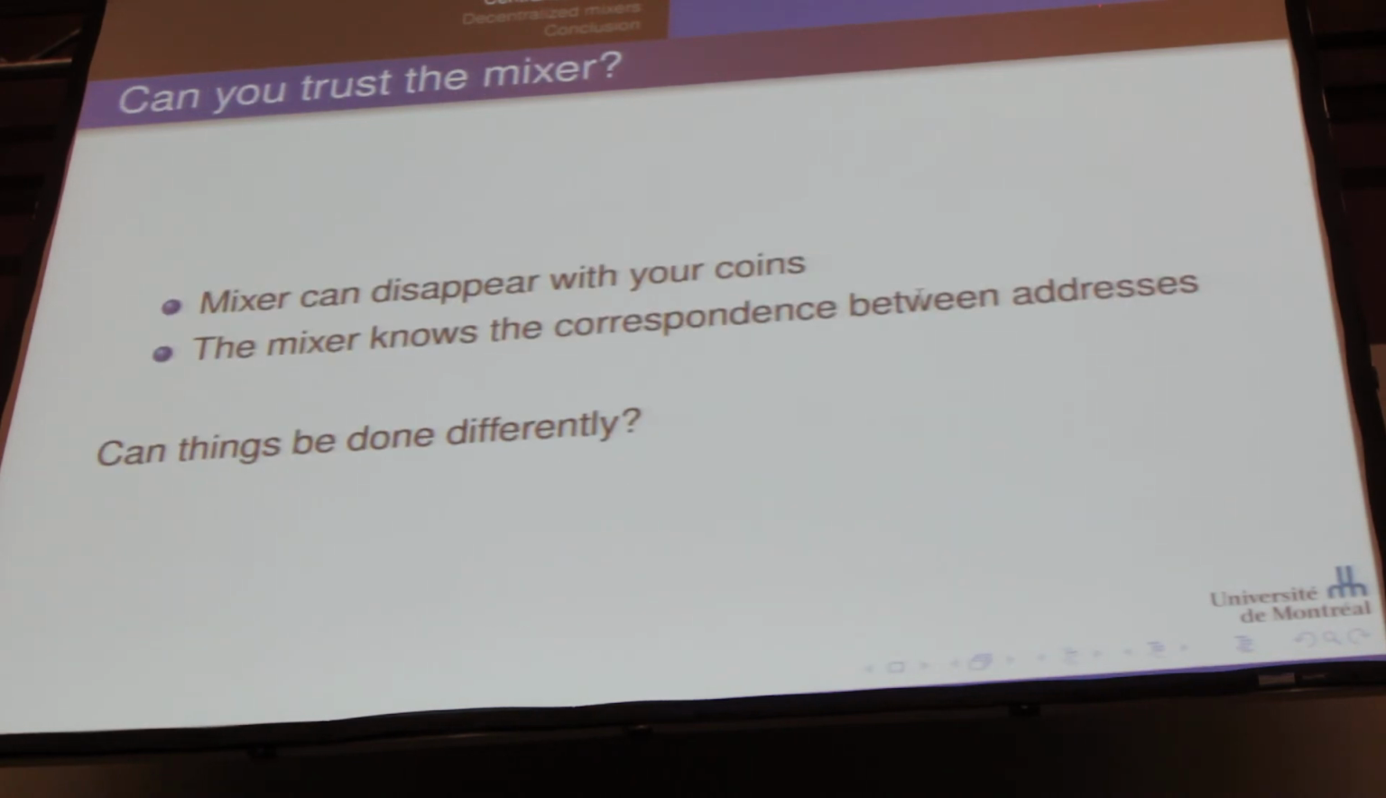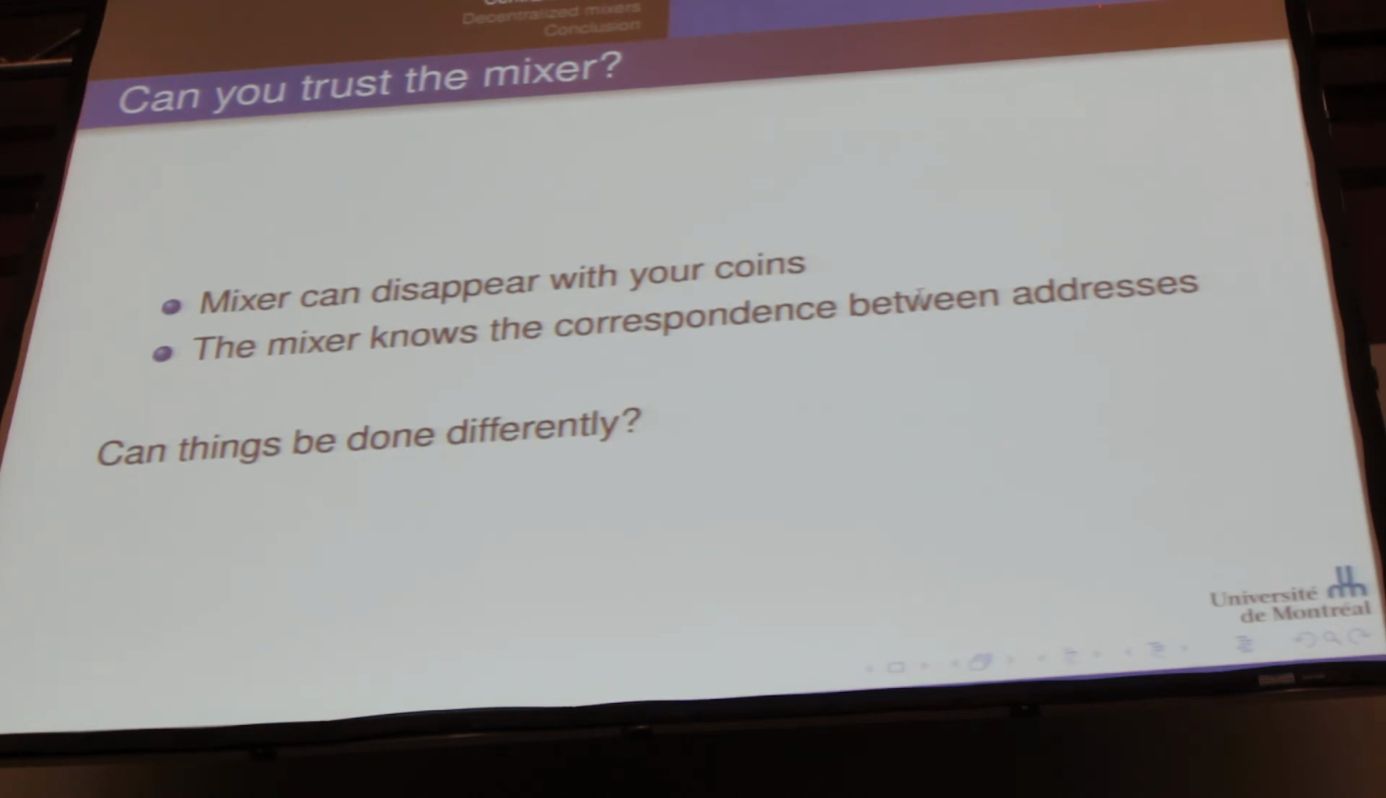Now, I find it quite ironic that the Bitcoin network was really built on the idea that you do not need to trust anyone. You don't need to trust the bank, you don't need to trust the Fed, you don't need to trust an escrow account. And so you can really do everything on your own, except if you want to be anonymous. And if you want to be anonymous, you have to trust the mixer.